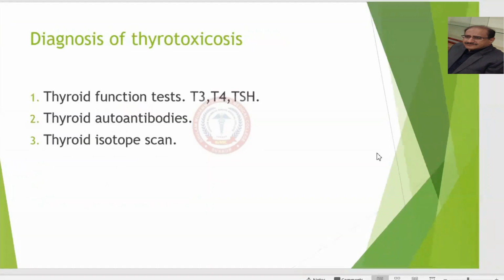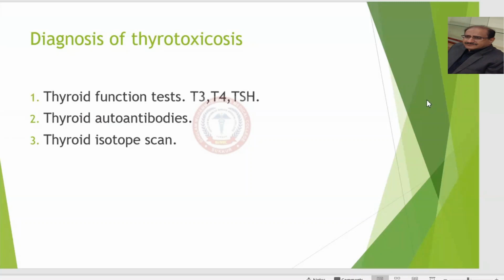How can we diagnose thyrotoxicosis? The important primary and baseline investigation is the thyroid function test. What do we do in a thyroid function test? We get the serum levels of T3, T4, and TSH. These levels will be raised. Thyroid autoantibodies, which are the main feature of Graves' disease, are raised. What are those thyroid autoantibodies?